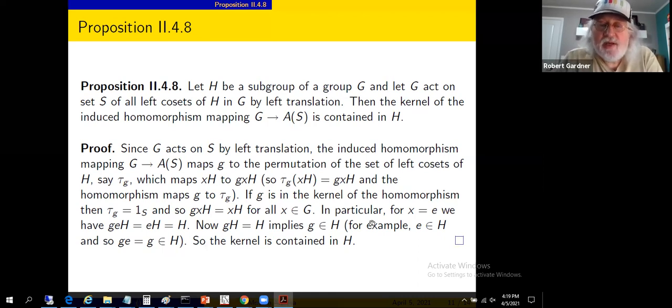We've got mappings on the set of cosets. That's where this last little comment comes from. If we take X to be the identity, say, plug in X equals the identity, we get G times the identity H. Of course, that's G times H itself. That must equal, on the right-hand side of this equation, the identity times H, which is H itself. So GH must equal H, but that implies G is an element of H, equality of cosets.